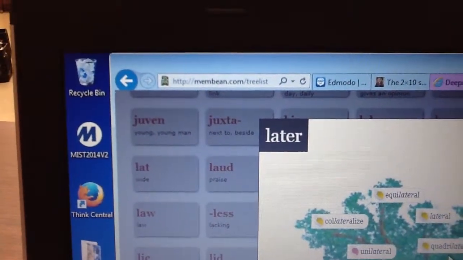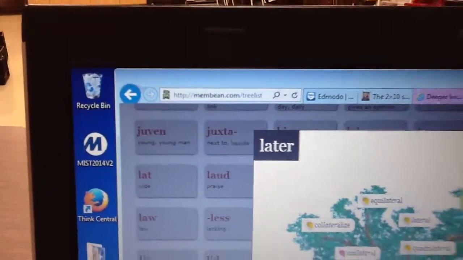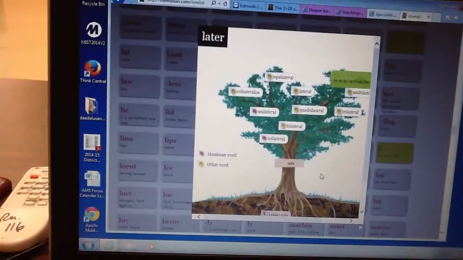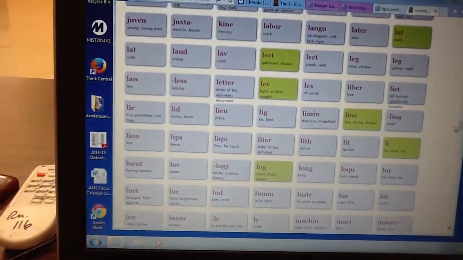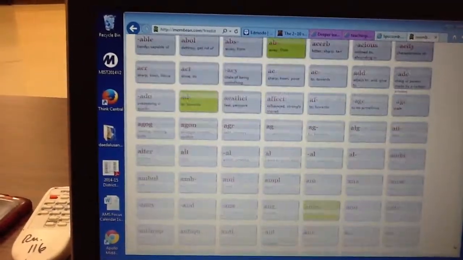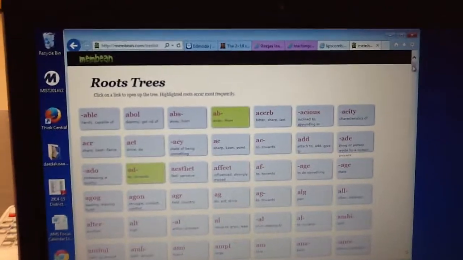Once again, that is membean.com/tree-list, because there are other portions to the website which you can explore on your own. That's our resource for the week from the Coach's Corner.